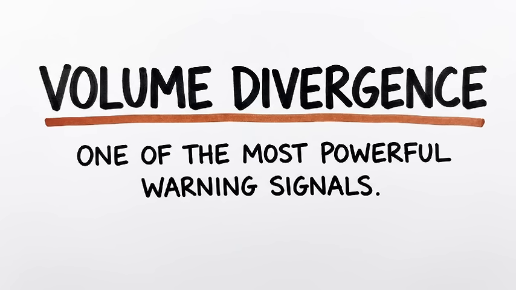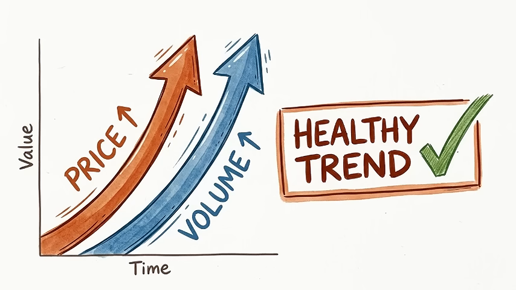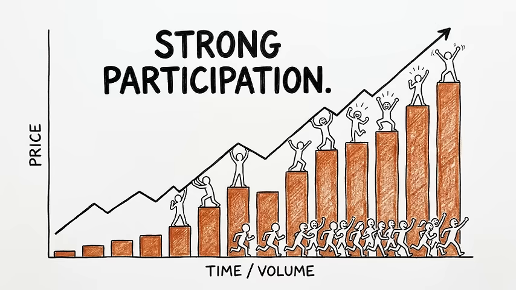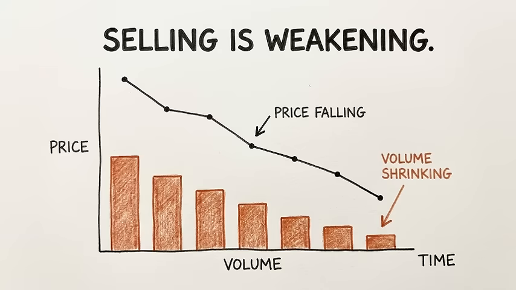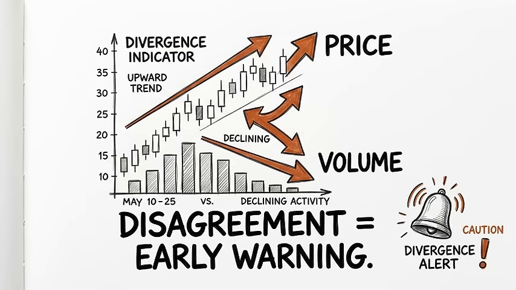Now let's talk about one of the most powerful warning signals in all of volume analysis. Volume divergence. When price and volume agree with each other, the trend is healthy. Price going up with volume going up means strong participation. Price going down with volume going down means the selling is weakening. Those are aligned states. But when price and volume disagree, that is your early warning system firing.